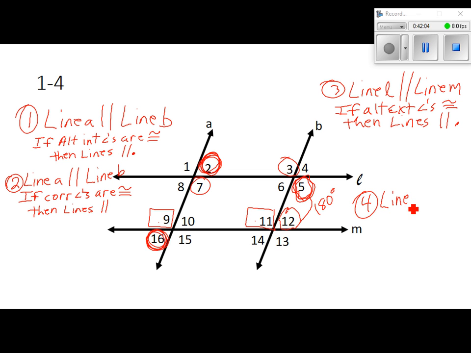Line L parallel to line M. What's our reason gonna be? Supplementary angles. Close. Are we gonna add this to our column? If consecutive interior angles are supplementary, then lines are parallel. I read the wrong part of it. Parallel, my bad.